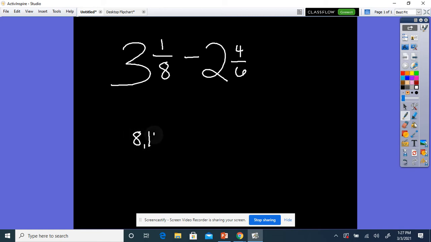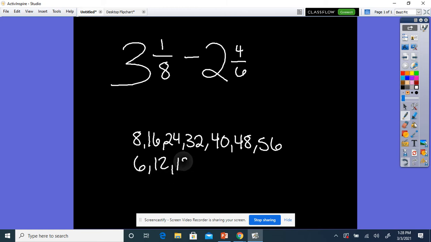multiples. 8, 16, 24, 32, 40, 48, and 56. So I'm going to list my multiples for 6: 6, 12, 18, 24. So my lowest number that they have in common is 24. So I know that both denominators are going to have 24 on the bottom.